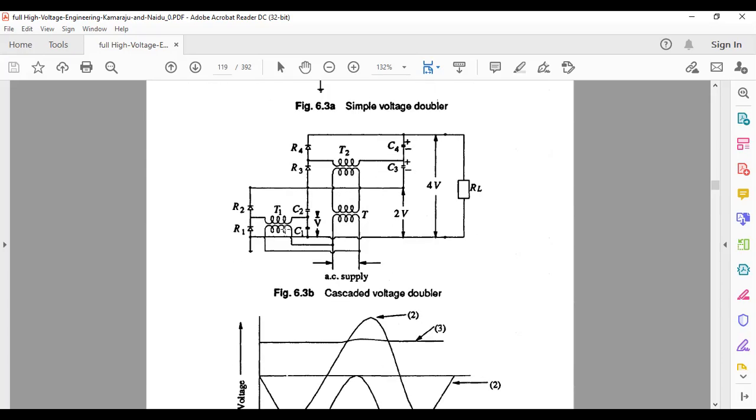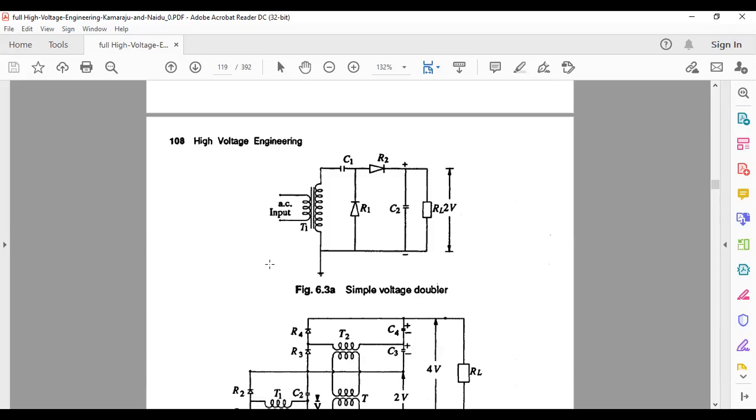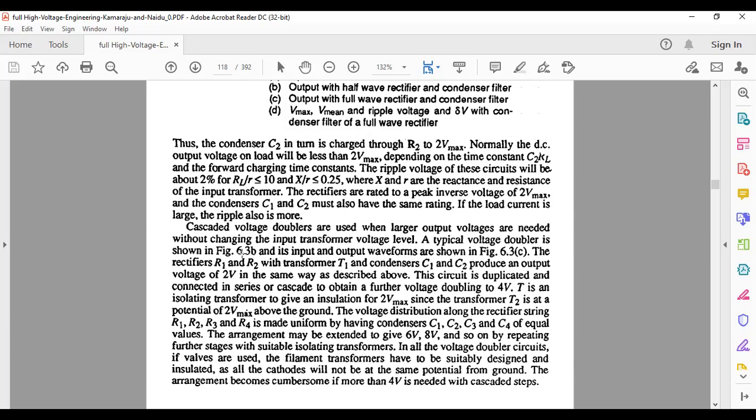So we have the transformers here, mainly three transformers. This is T1, T2, and this is the main transformer T, okay? Cascaded voltage doublers are used when larger output voltages are needed without changing the input transformer voltage level, right? So a typical voltage doubler is shown in the figure, with its input and output waveforms.